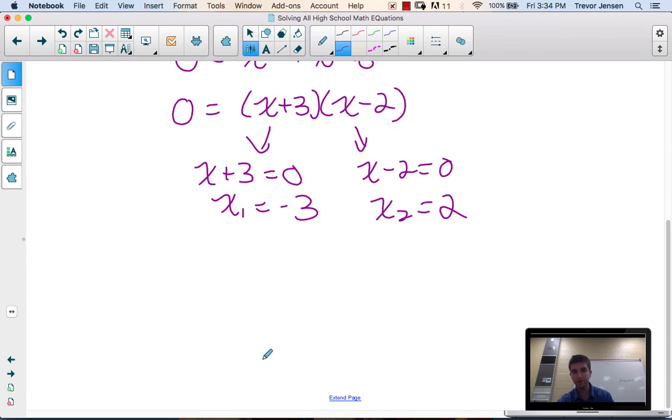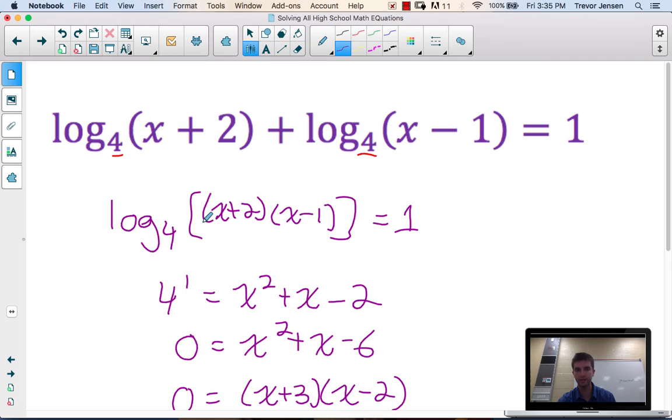But whenever you solve a logarithmic equation, I should have mentioned this for the last question, you have to check and make sure that your answers don't make your original equation undefined. So let's check and make sure negative 3 and 2 both work in the equation.